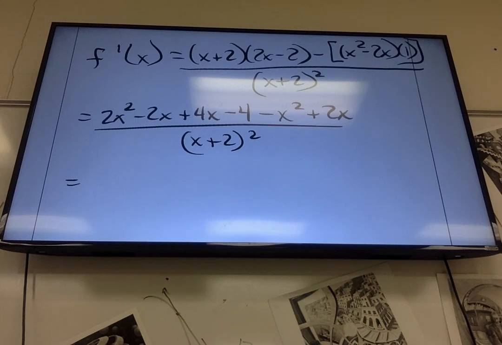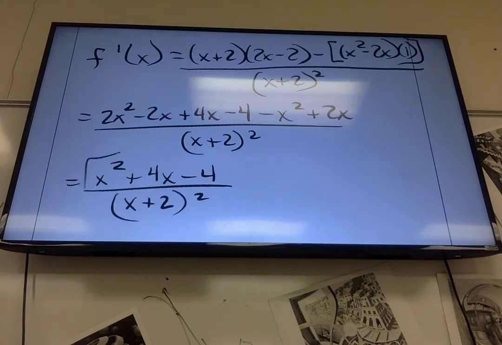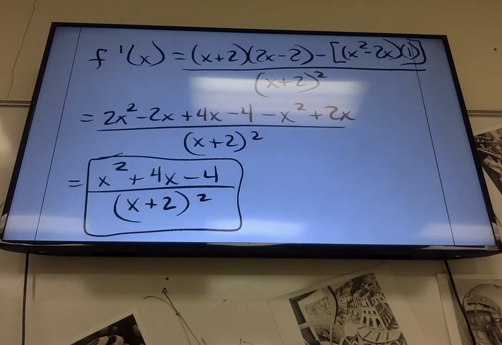It's the numbers, isn't it? It's the numbers that mess us up. I only have one number messed up. So x squared, 2x's cancel, you get plus 4x minus 4 over x plus 2 squared. That's it. Everybody okay? Okay. Alrighty then.